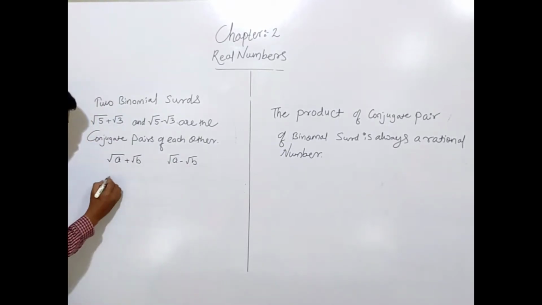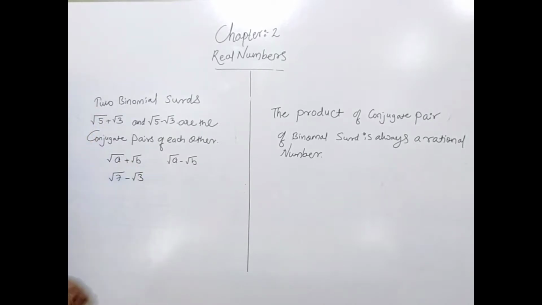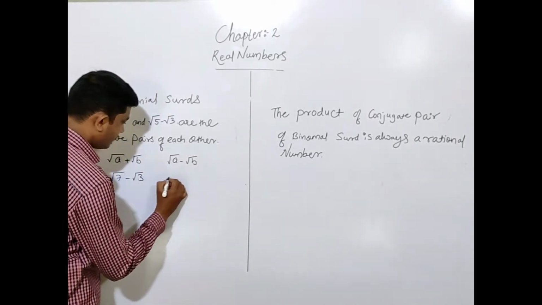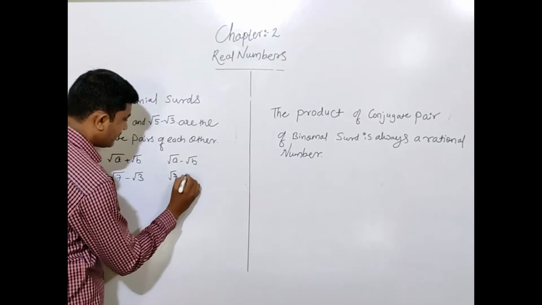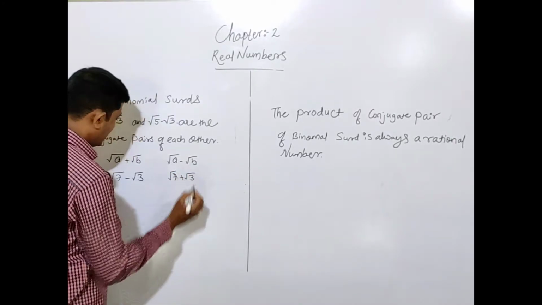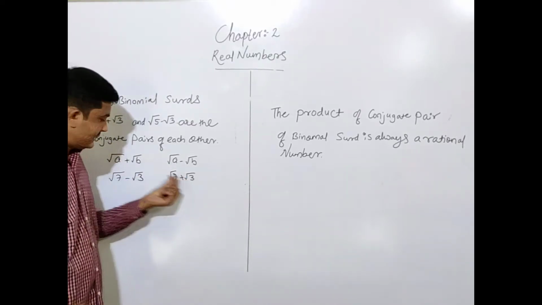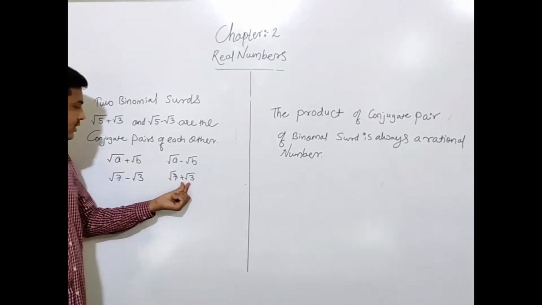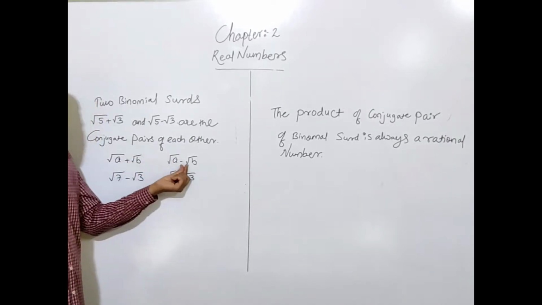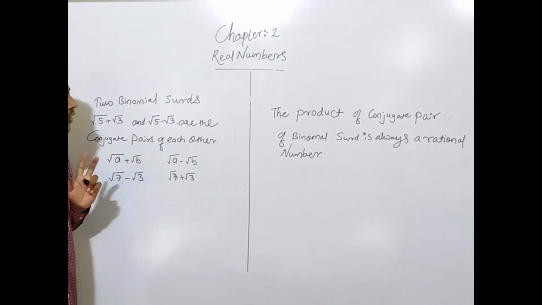Again, let's see some examples. If you consider root of 7 minus root of 3, the conjugate term will be root of 7 plus root of 3. Here we simply have to change the sign. If it is negative, we make it positive, or otherwise if it is positive it will be a negative sign. In this way the two conjugate pair forms.